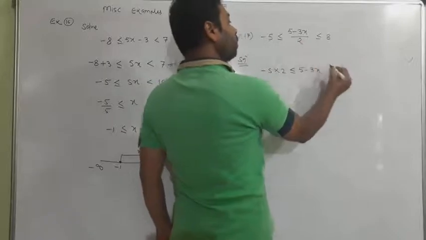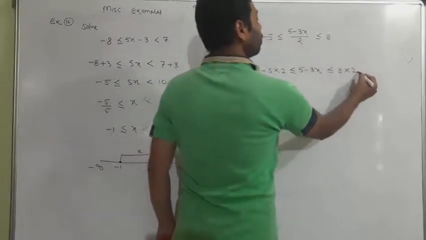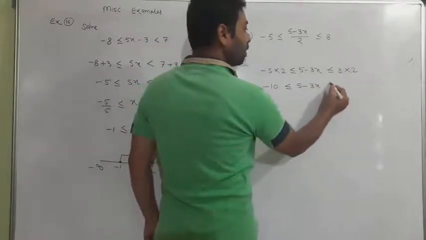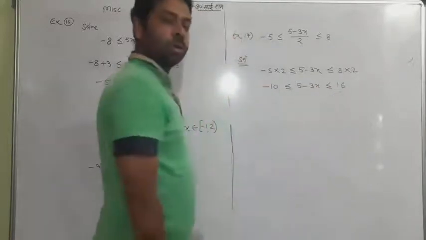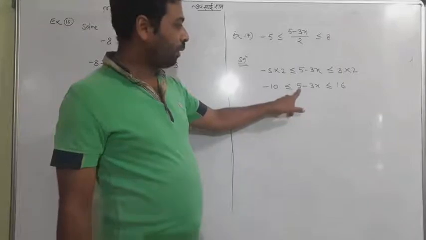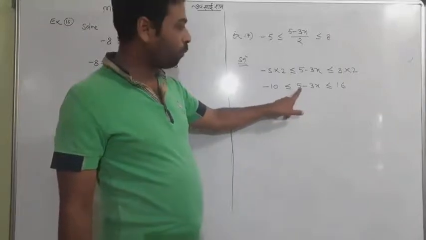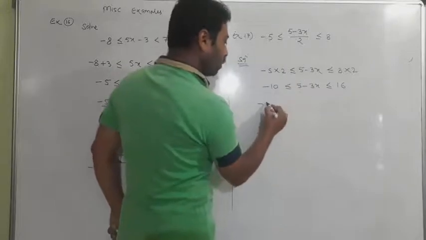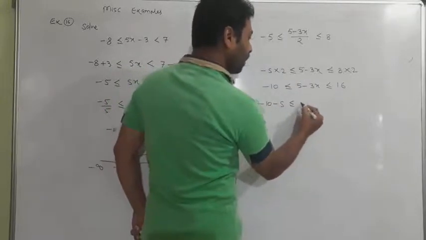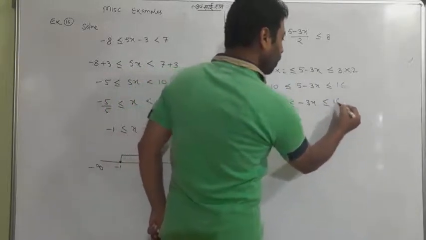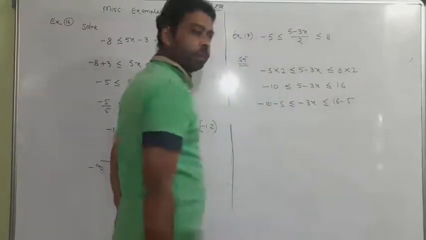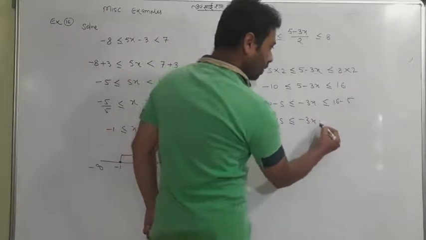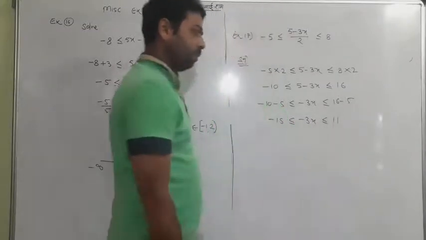2 will be removed and 8 into 2. Now you got 10 5 minus 3x and 60. Now what to do? You will definitely remove 5 from here, 5 from here. So it is plus 5. You have to subtract 5, or you can transfer 5 to both sides. You will get the same. Meaning it's 15, it is minus 3x, it is 11.